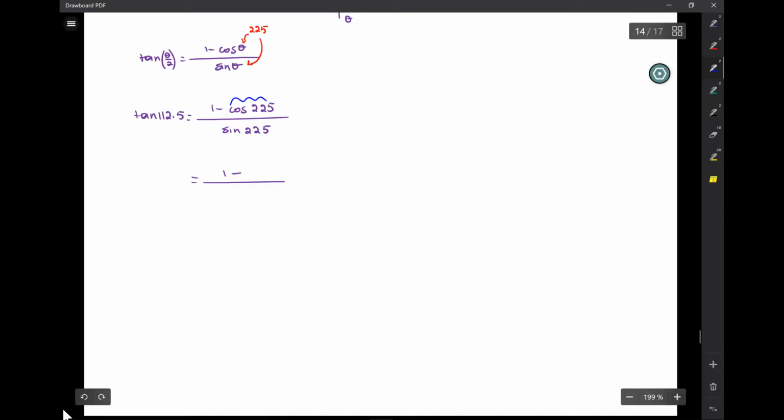Let's do that again. Okay, so look, we want 225. Here's 180. I go 45 more for this. So the reference angle is 45. Now, what's the cosine going to be then? Root 2 over 2. But in that quadrant, is cosine positive or negative? It's negative.